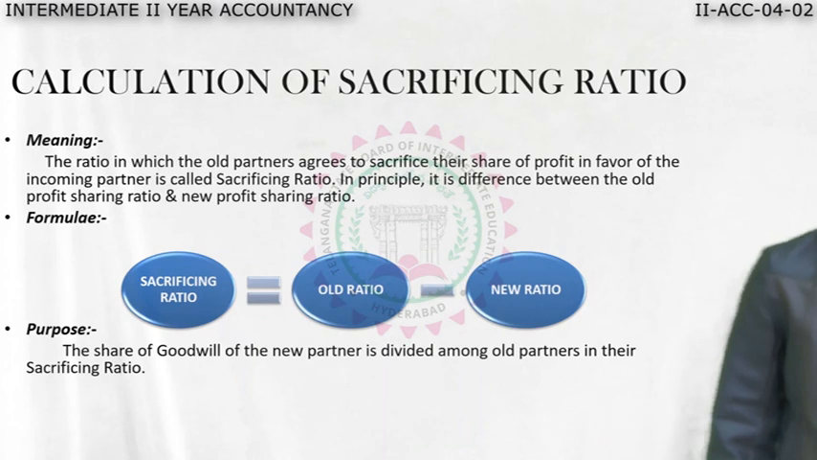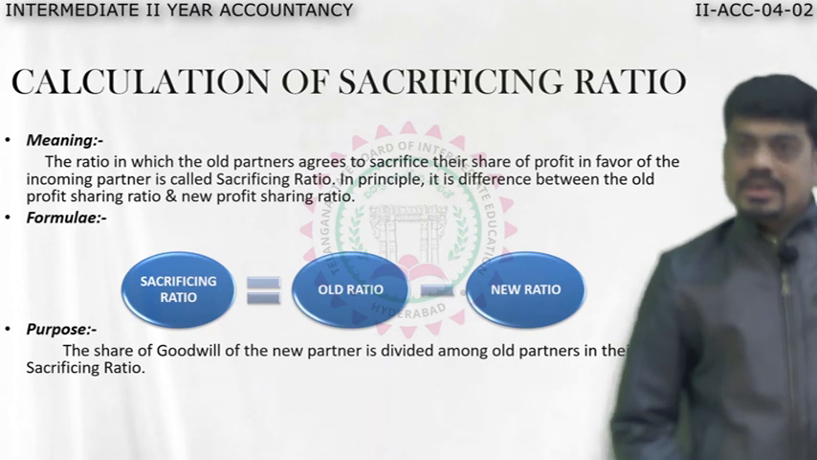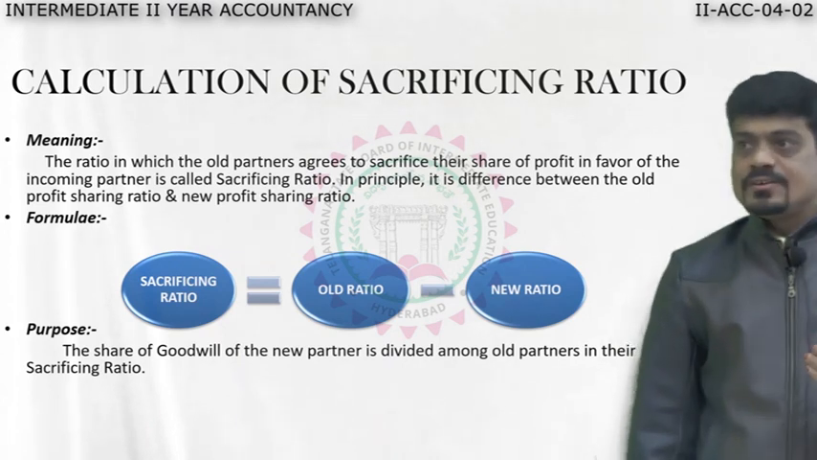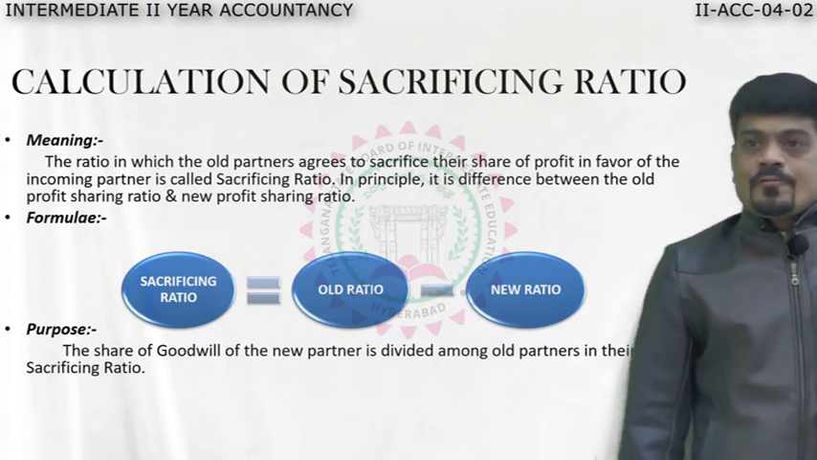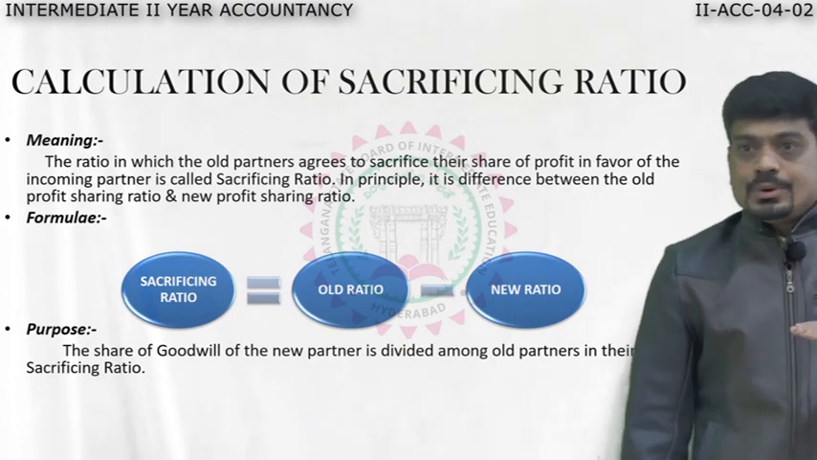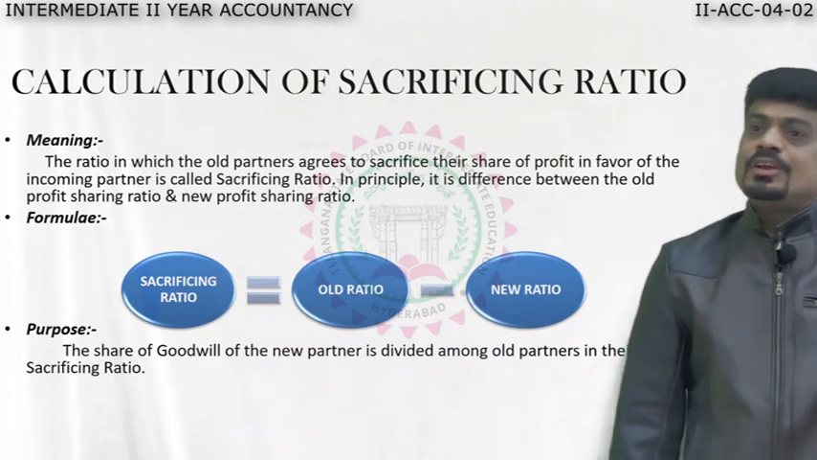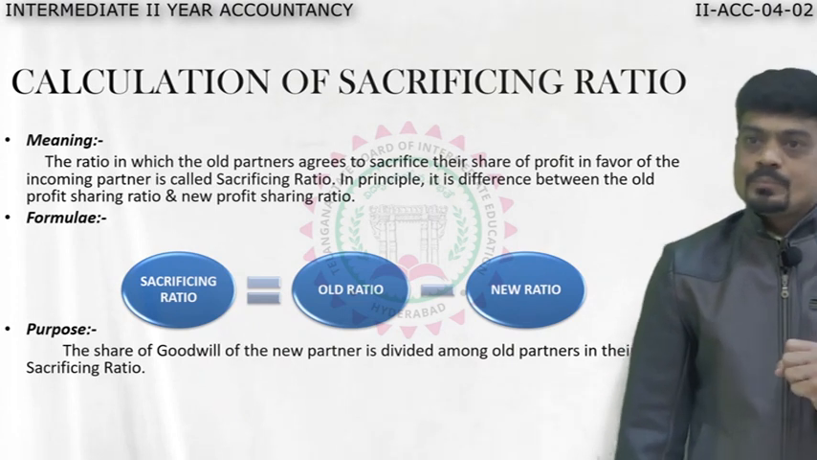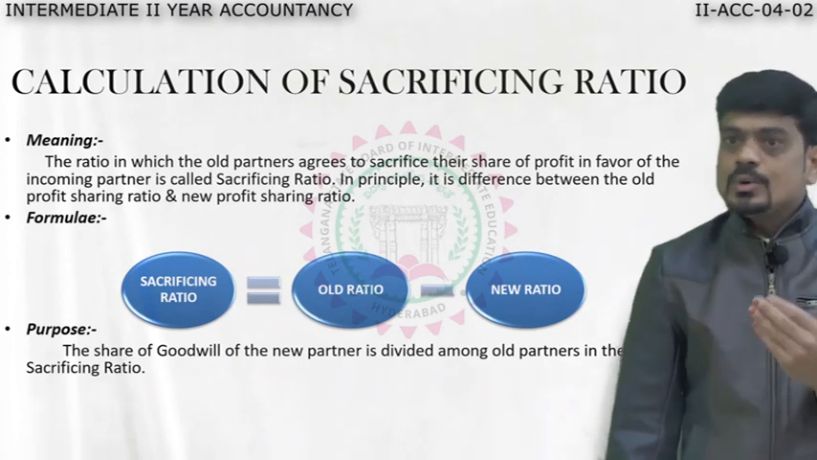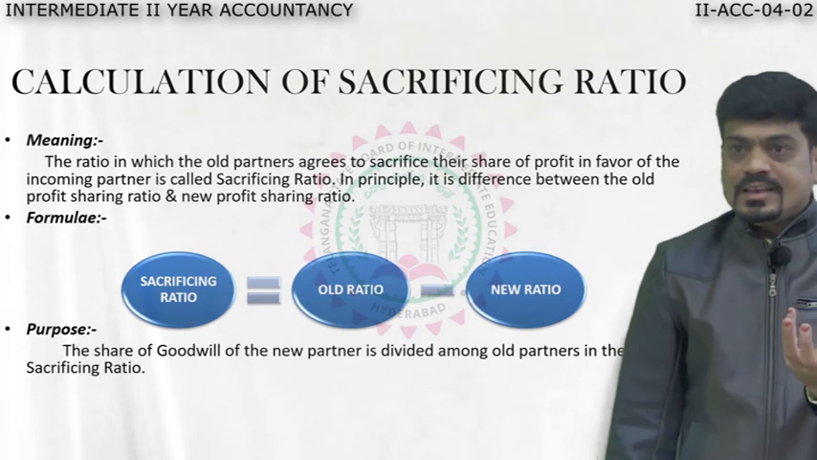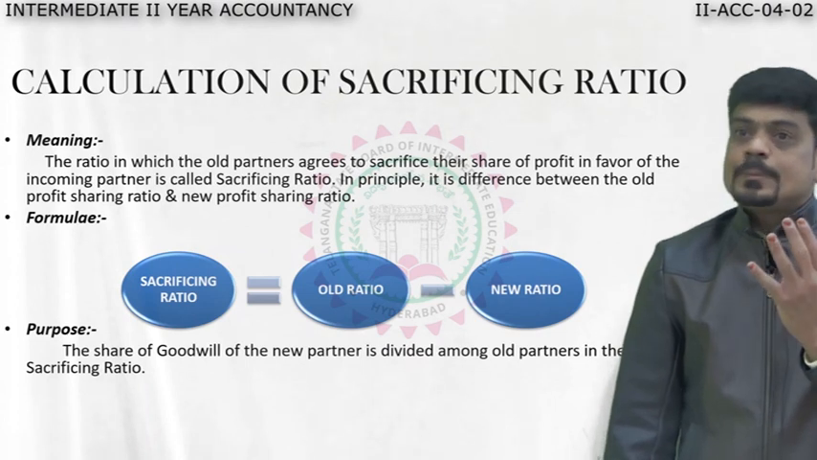The second one, calculation of sacrificing ratio. What is sacrificing? Foregoing. You know, when a new partner joins the firm, what will happen? The profit ratio of old partners will reduce. As I told you, whenever a person joins your family, let me say, your sister-in-law has joined your family. What happened? The profit, in the sense the loving part, was to be sacrificed. Or you can say, sir, my mummy used to prepare 3 chapatis. Now she has to prepare 4 chapatis, right?